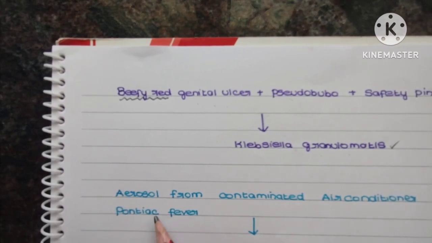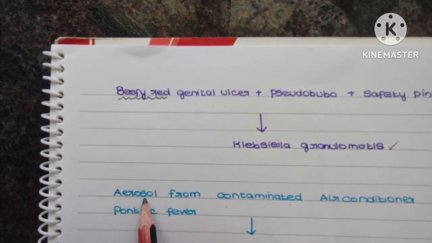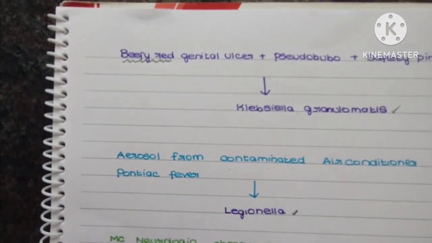So next, aerosol from a contaminated air conditioner and Pontiac fever. There is only one organism for which this hint is usually given: aerosol from a contaminated air conditioner is nothing but Legionella.